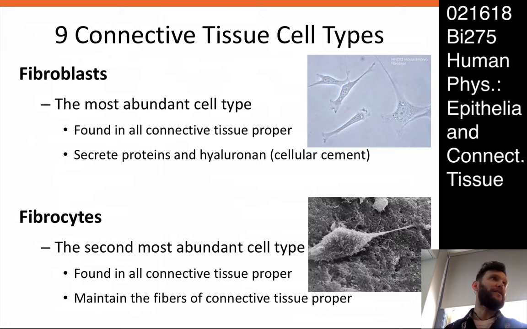You remember? Seems like you're remembering hyaluronic acid fondly. Yes, absolutely. It's an acidic or anionic one. The conjugate base is an anionically charged glycoprotein. It's quite slippery. It acts as a kind of cellular cement, is the word I use there. Fibrocytes are also in all connective tissue proper, and they are more maintenance cells.